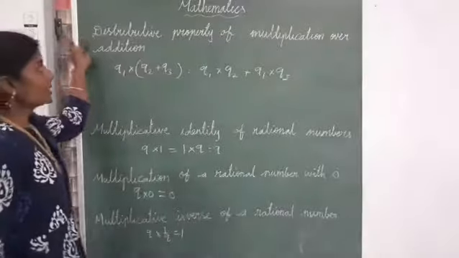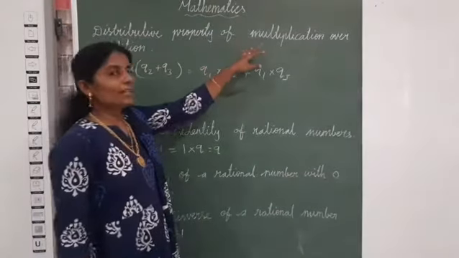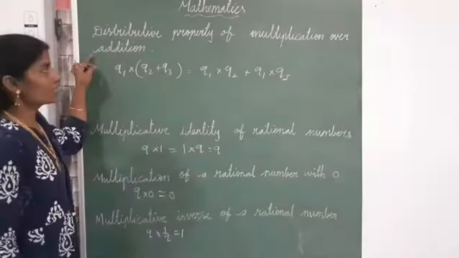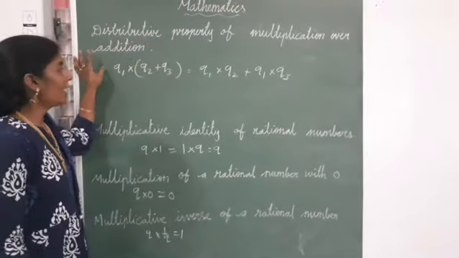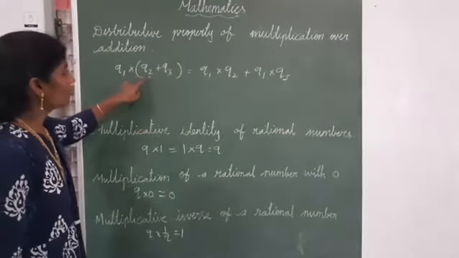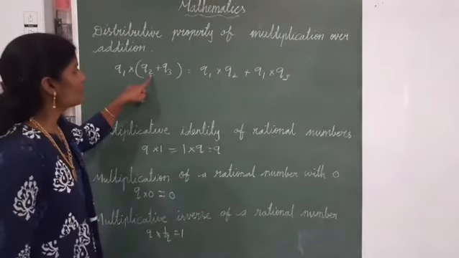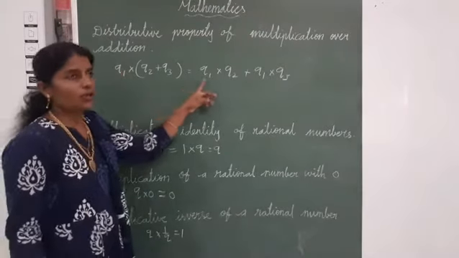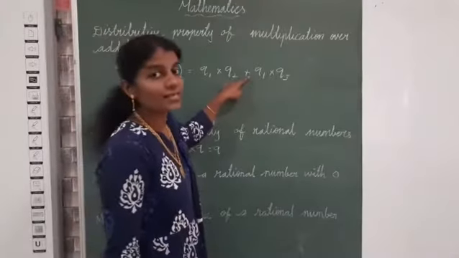Now, distributive property of multiplication over addition. Q1 cross Q2 plus Q3 equal to Q1 cross Q2 plus Q1 cross Q3.